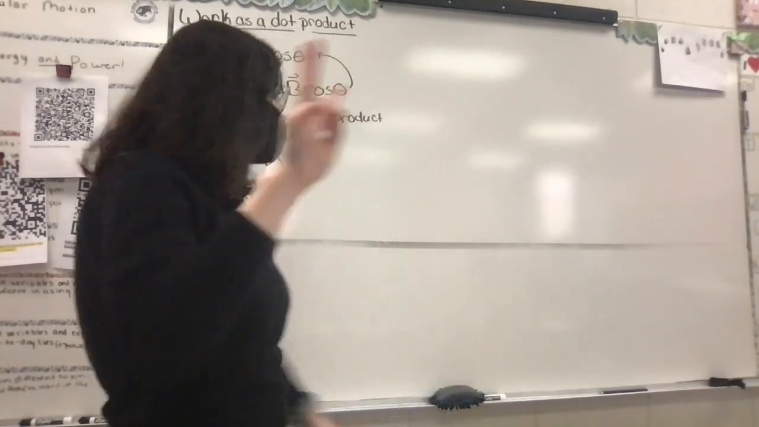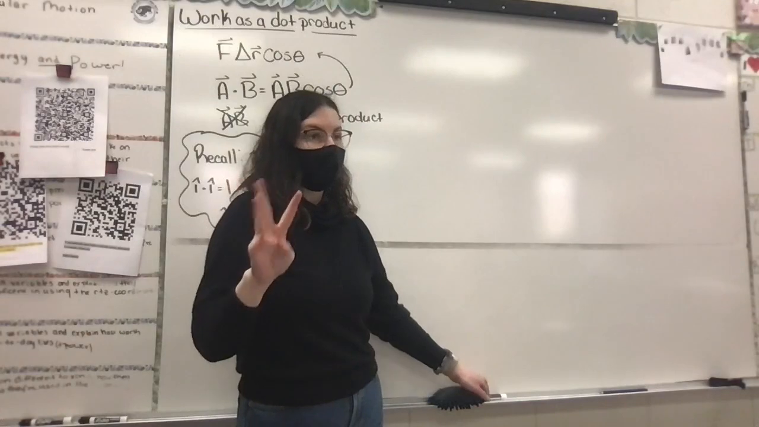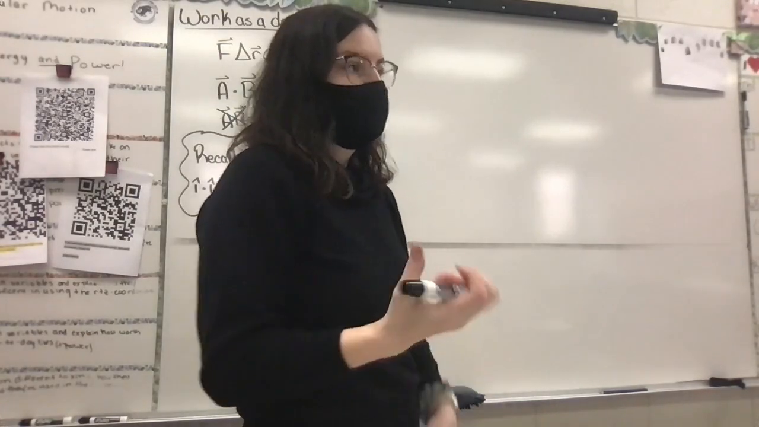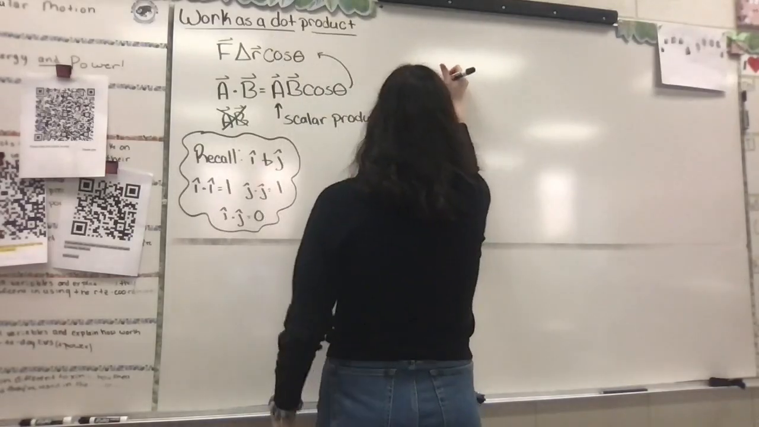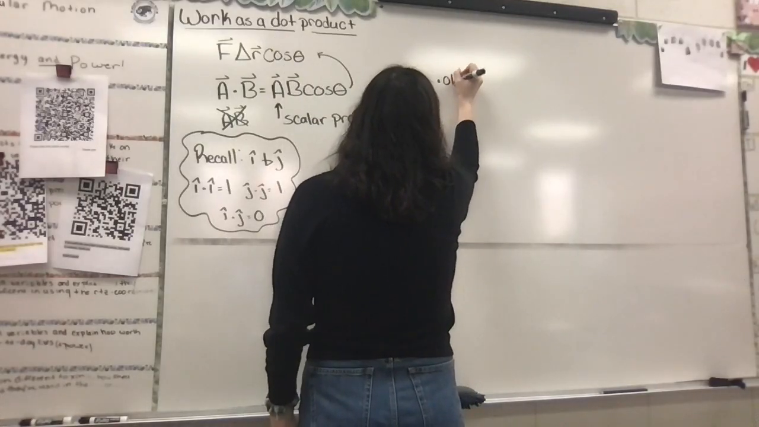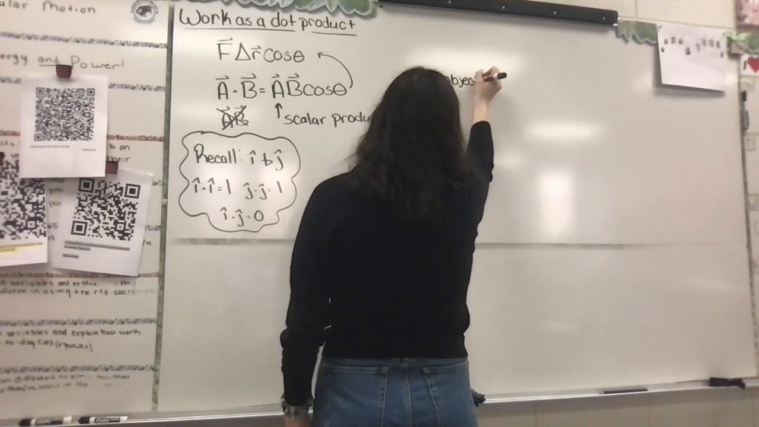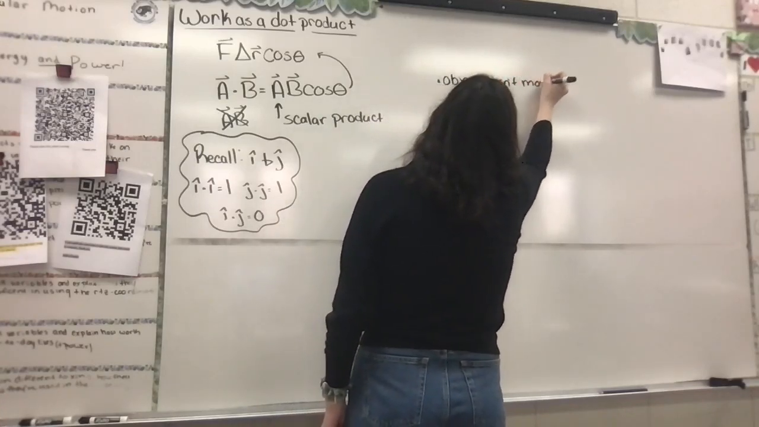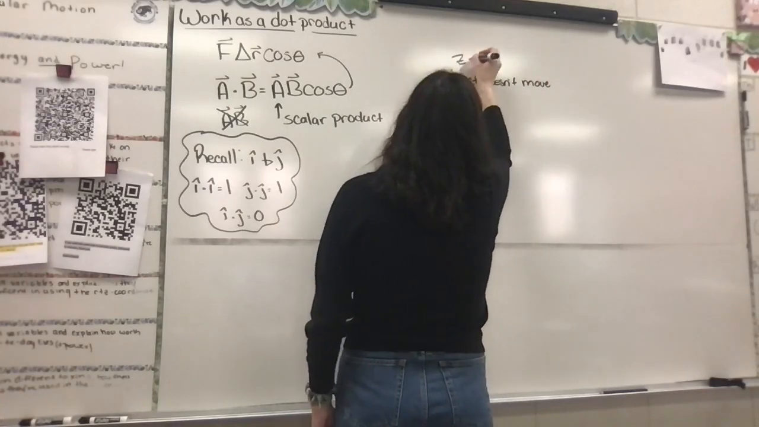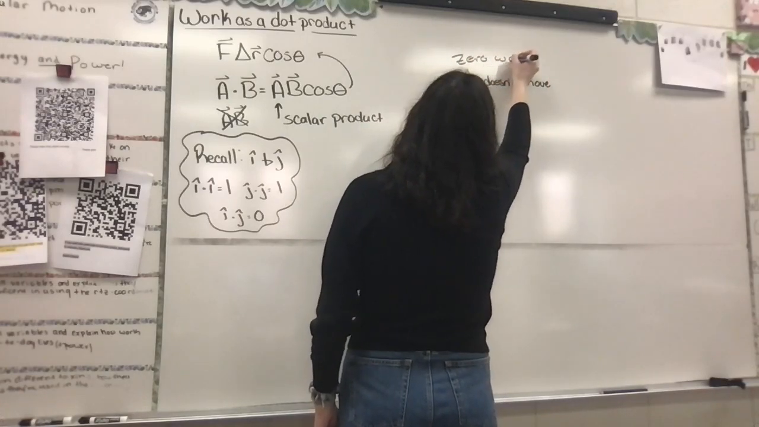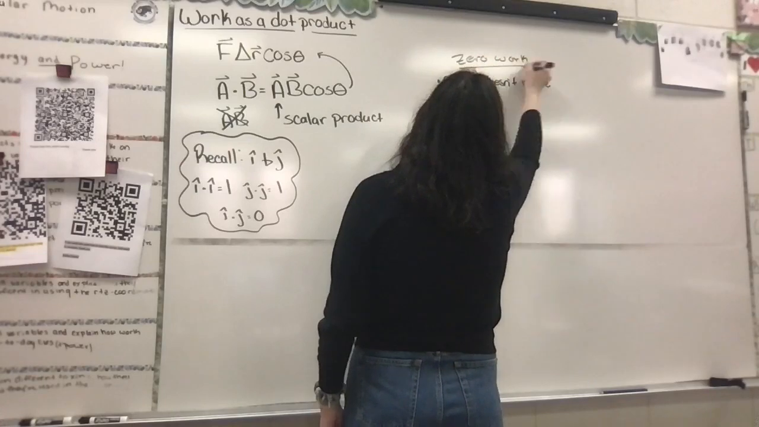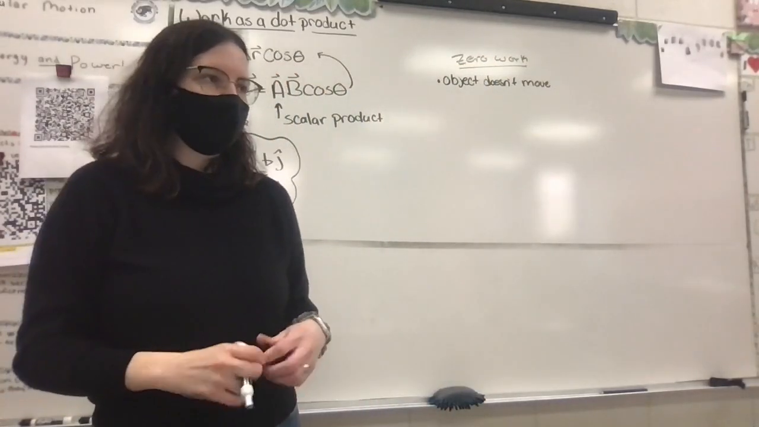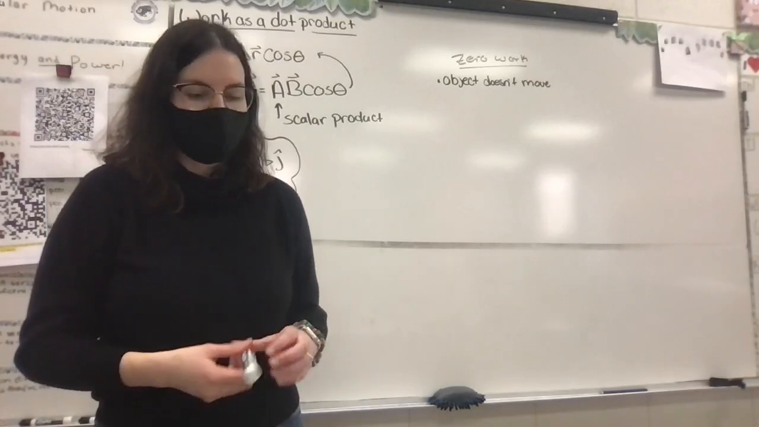Now, there are 3 situations where we're going to have zero work. The first one is when the object doesn't move. Why might we have zero work if the object doesn't move? Because work is equal to distance traveled times force. Yeah, and if there's no distance traveled, it's going to be 0, right?